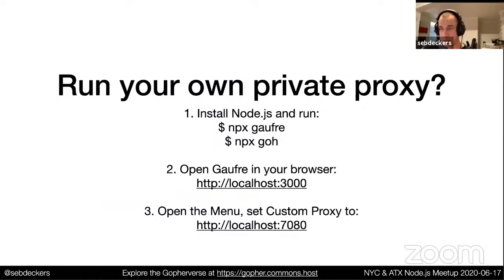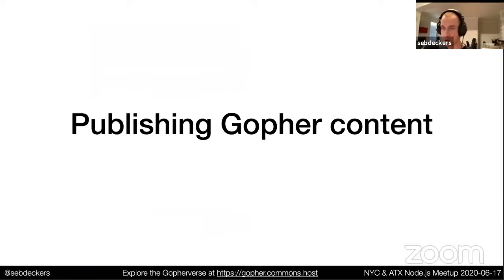But that's really easy to do. npx Gopher to spin up the client, npx go to run a local proxy, open up the browser to localhost port 3000. You've got the client running, and then in the settings menu you can enter your Go proxy, and it'll be 100% local.